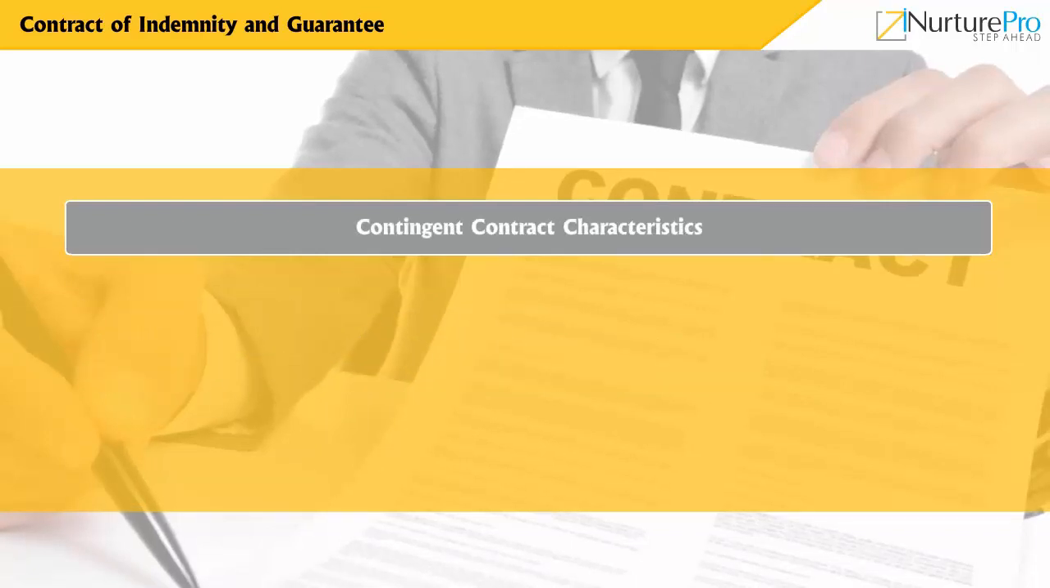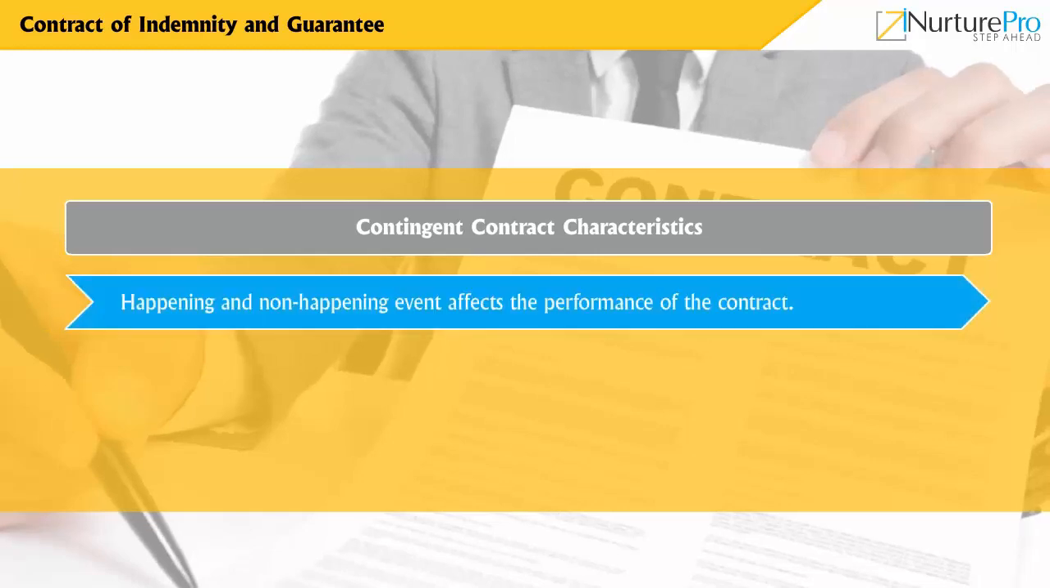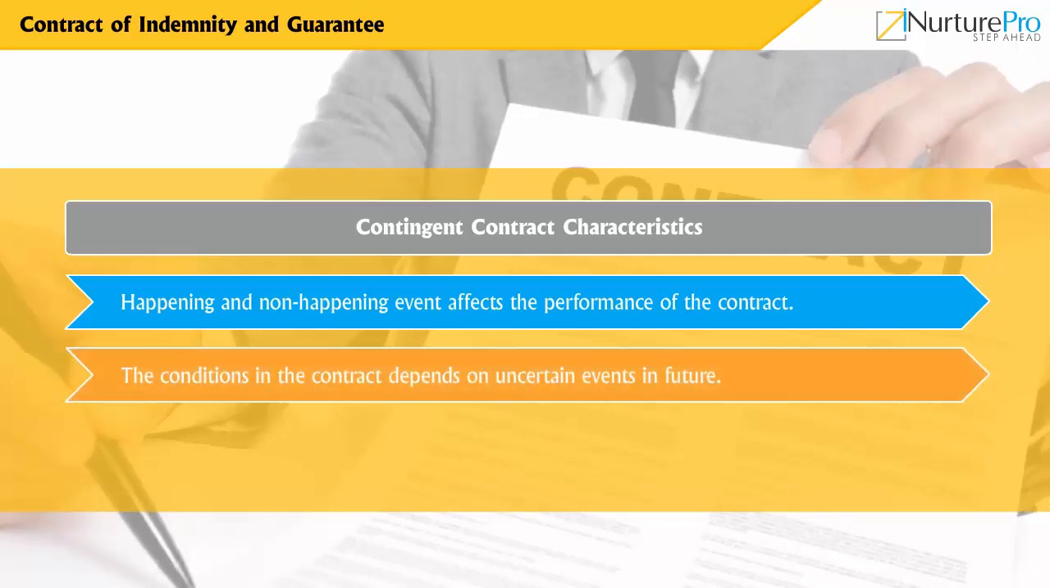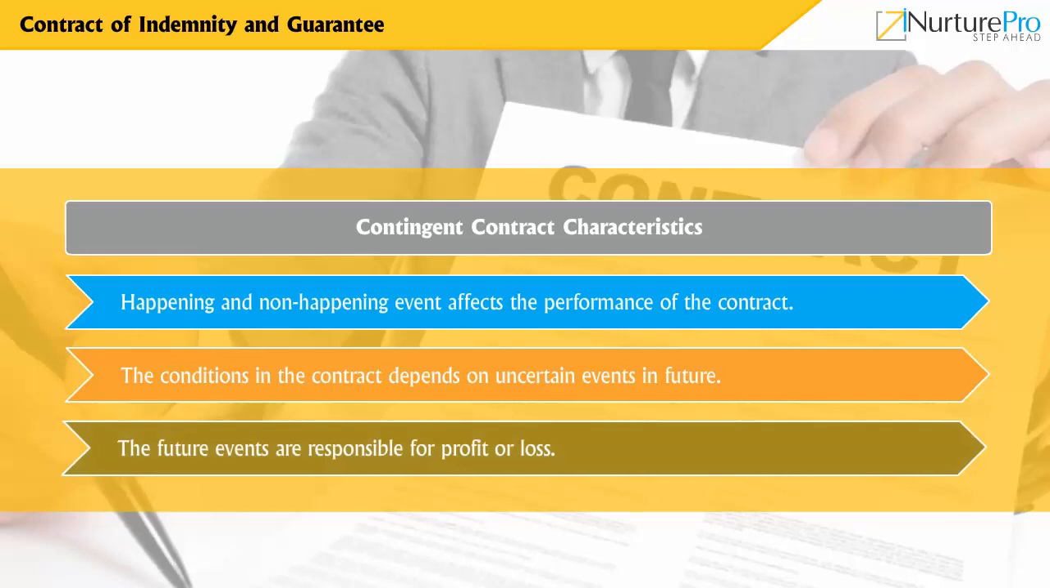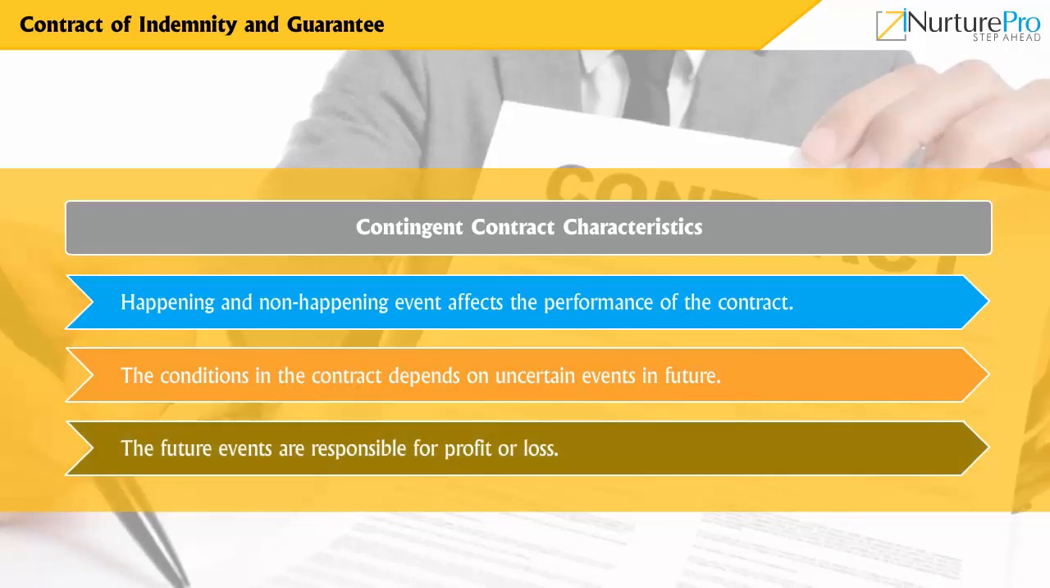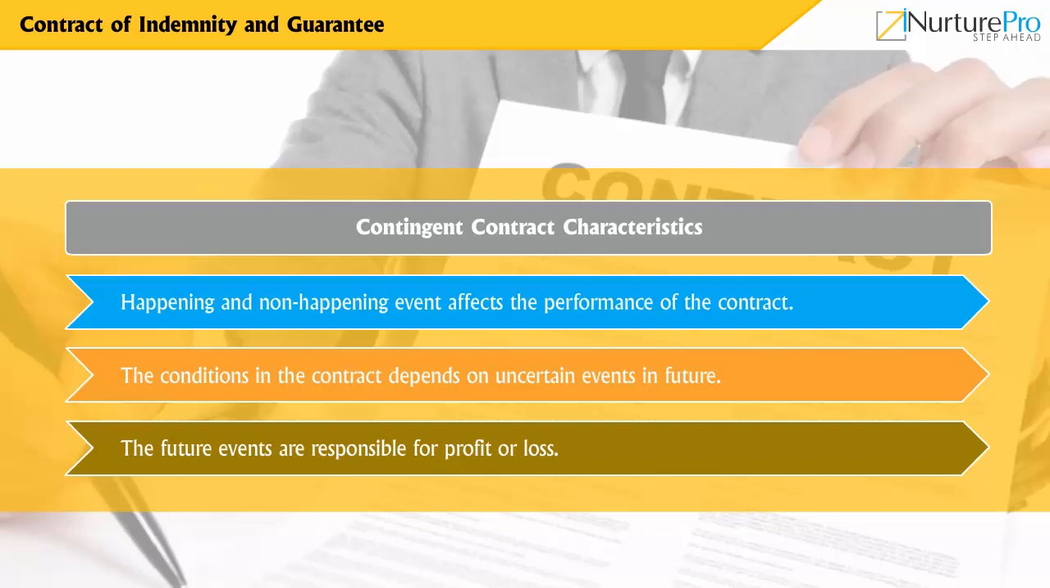Following are some characteristics of contingent contract. The performance of the contract is directly proportional to the happening and non-happening of events. The uncertain events in the future affect the condition on which the contract is based. Profit and loss are the main factors of the contract that also depend upon future events such as Sensex up or down.